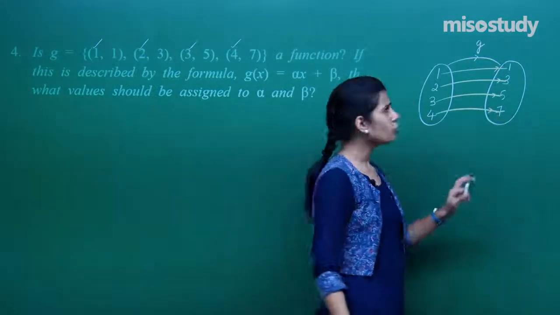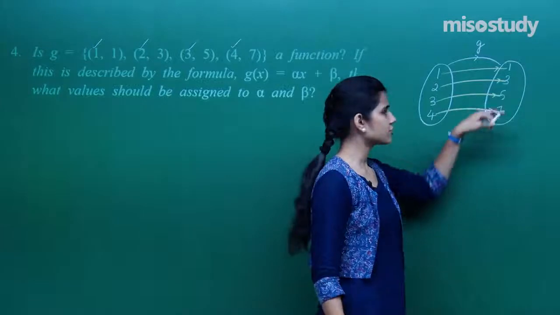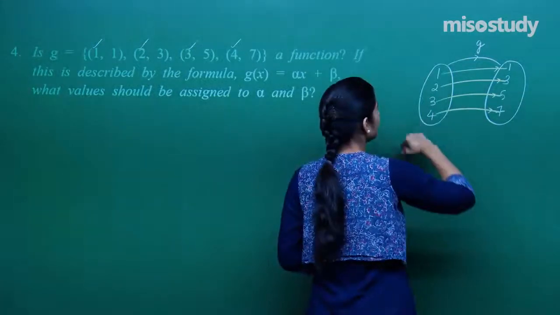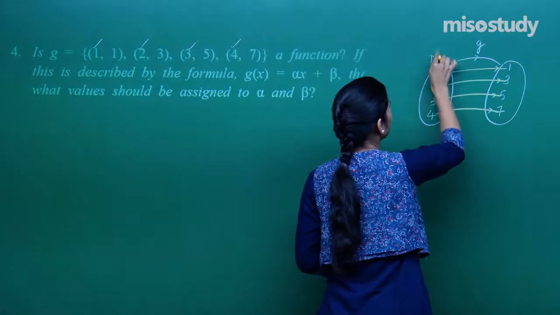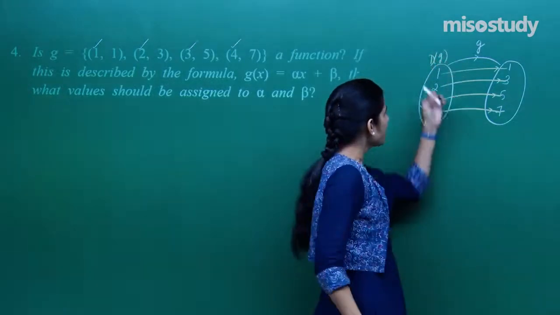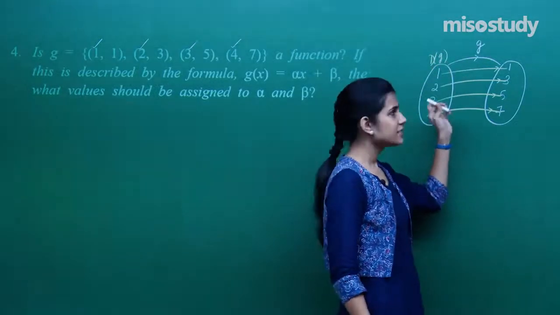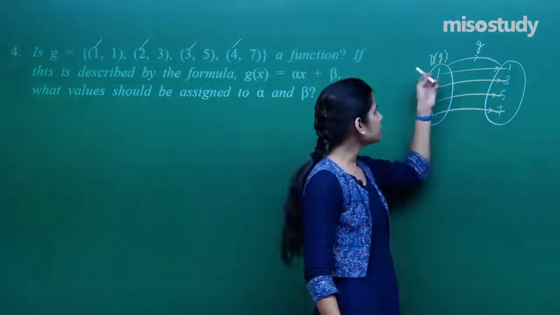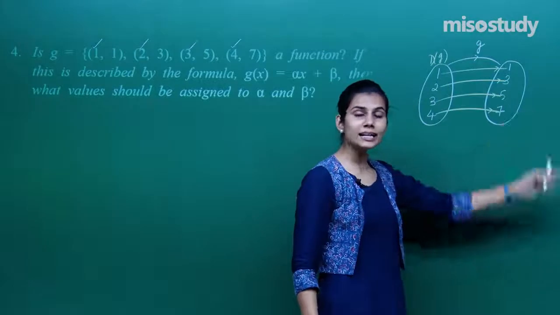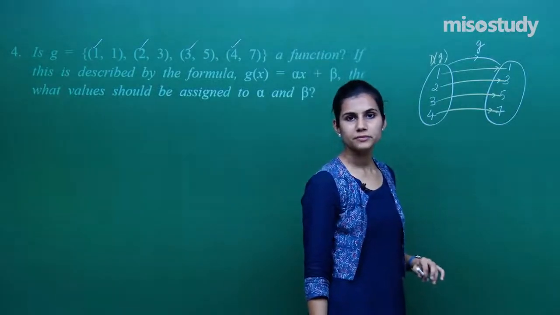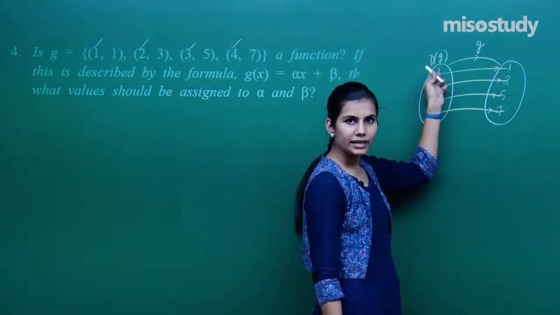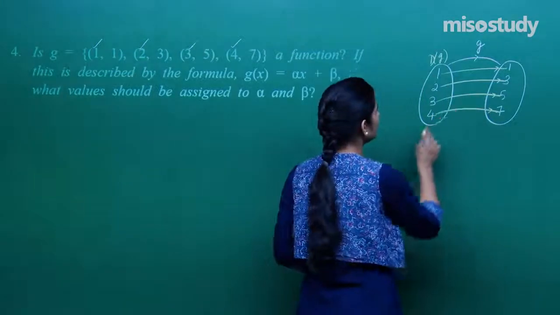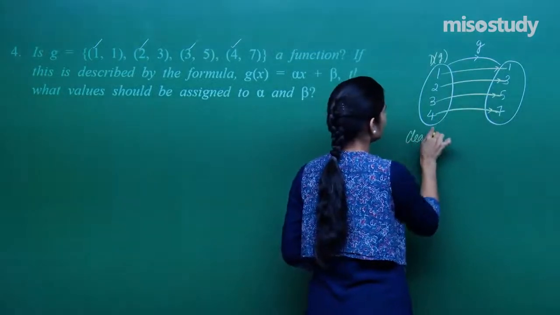I can take the codomain as the collection of all reals. This is actually the range, which is strictly contained in the collection of all reals. So here one thing is very much sure. If this is the domain of G, then each element of the domain is first of all mapped to some member of the codomain. In fact, each member of the domain is mapped to exactly one member of the codomain. No member of the domain is mapped to two distinct members of the codomain, and therefore G is a function.